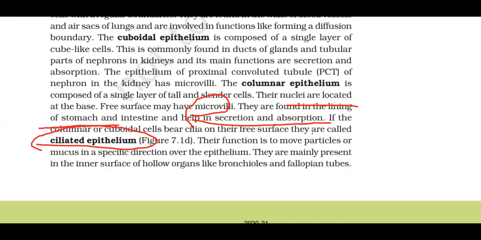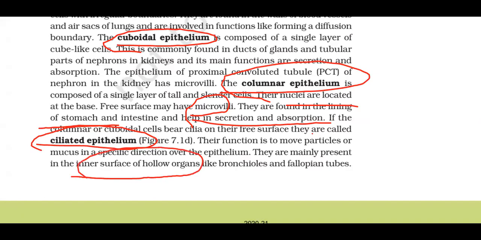In simple epithelium, either they are cuboidal or columnar. If these two have cilia, they are called ciliated epithelium. So what is the purpose of ciliated epithelium and where are they located? They are mainly present on the inner surface of hollow organs like bronchioles and fallopian tube. Bronchioles are the structures present in our lungs.